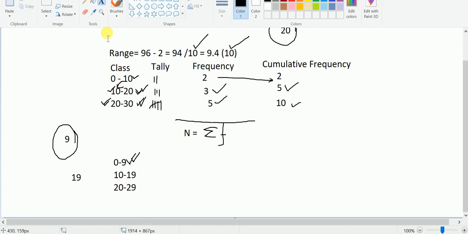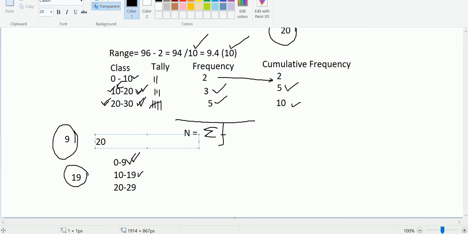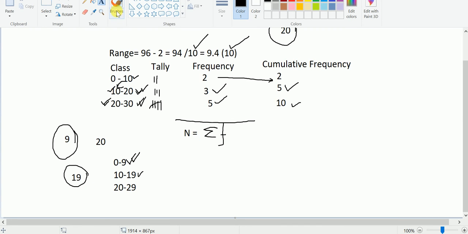Where will 19 be? The value 19 will be here in this group, and for another value, 20, this 20 will be here in this group. This is what I call the inclusive method. Are you clear?